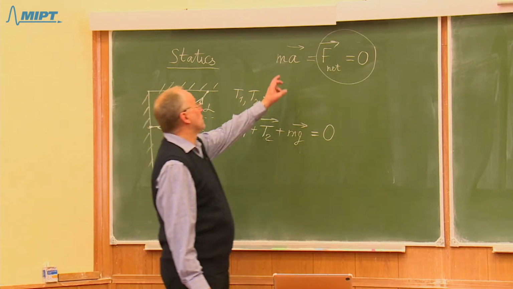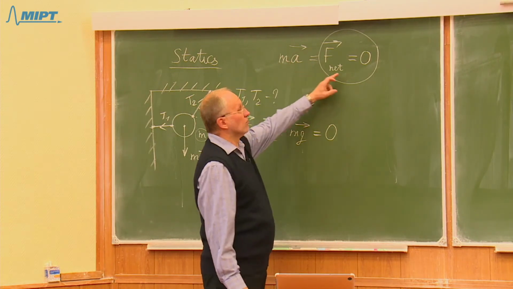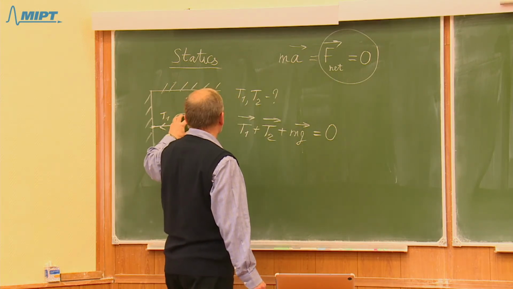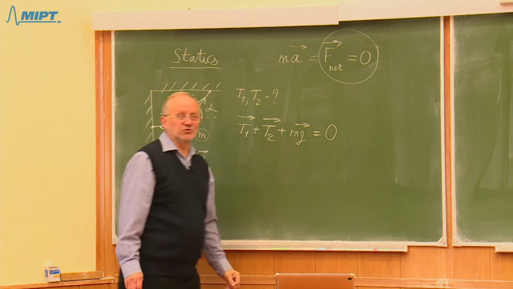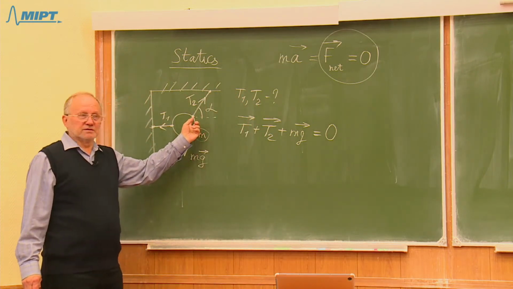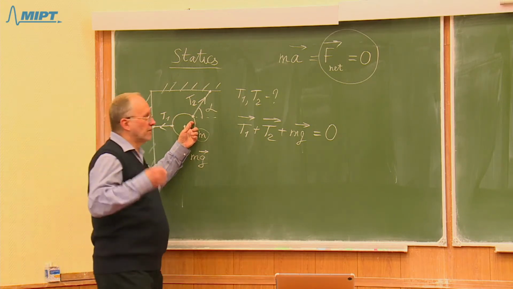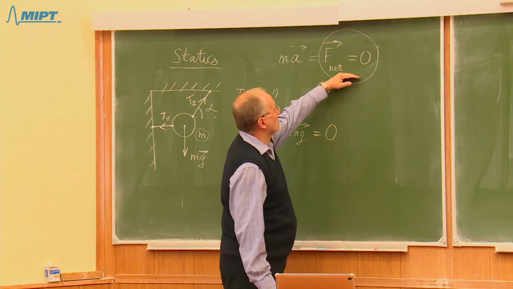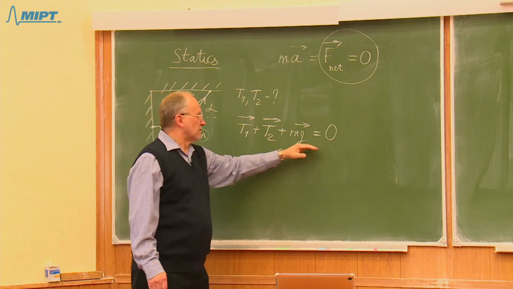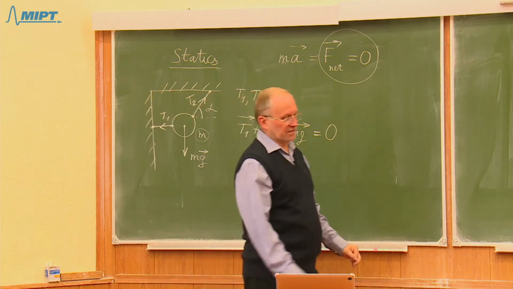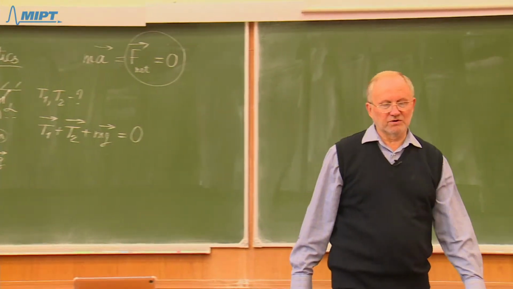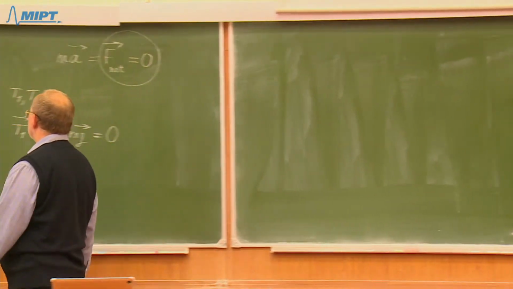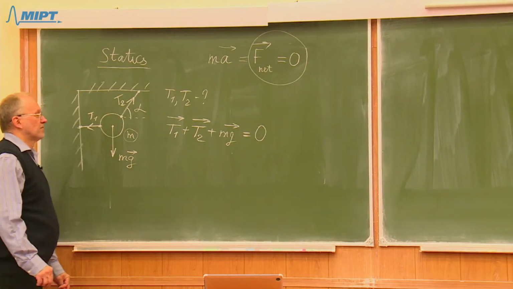Why so? Because of the second Newton's law. And we know that the body is at rest, the body under consideration, this ball, does not move. Its velocity is zero, and therefore its acceleration is zero. Therefore, from the second Newton's law, we obtain this requirement that the net force acting on the body must be 0. And from this requirement, from this condition, we may obtain important information about forces.